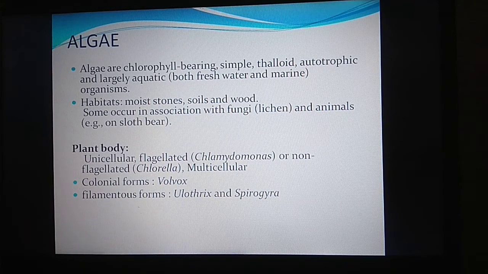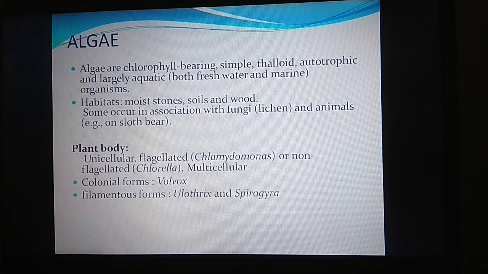Okay, now these were the habitats where the algae are found. Now, how does the algae look like? The plant body of algae. They are mainly unicellular organisms, flagellated. Flagellated means they have a flagella which is helpful for their movement, which helps them move from one place to another.